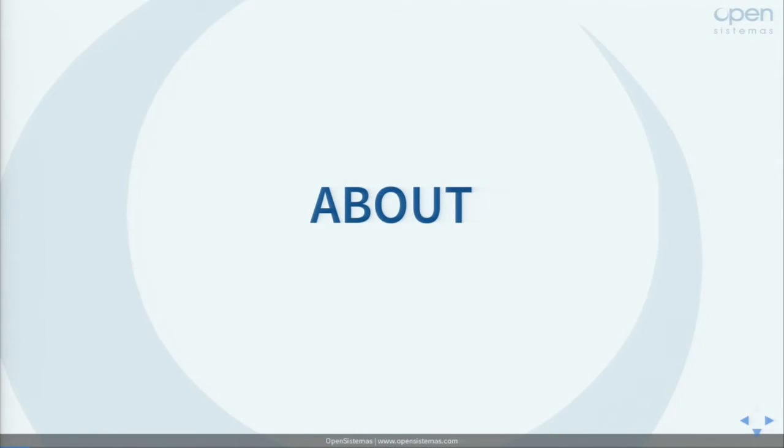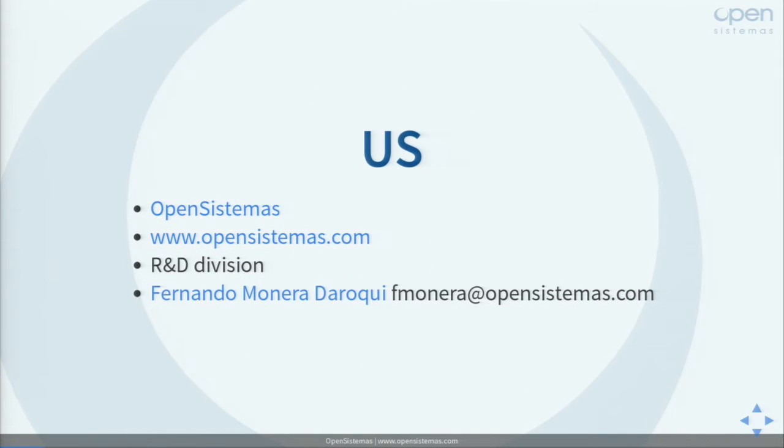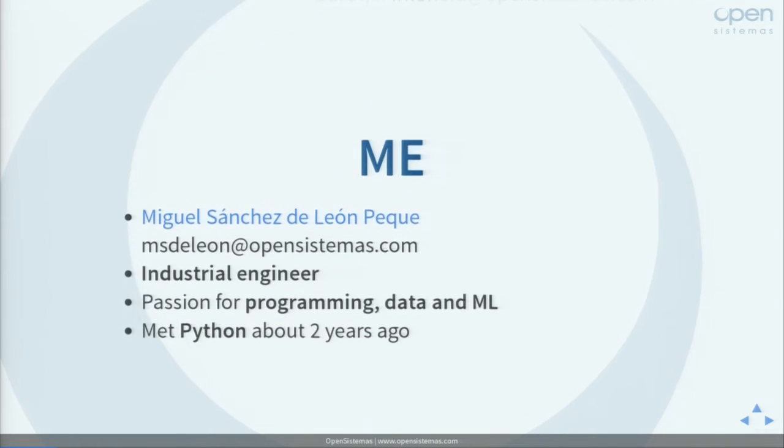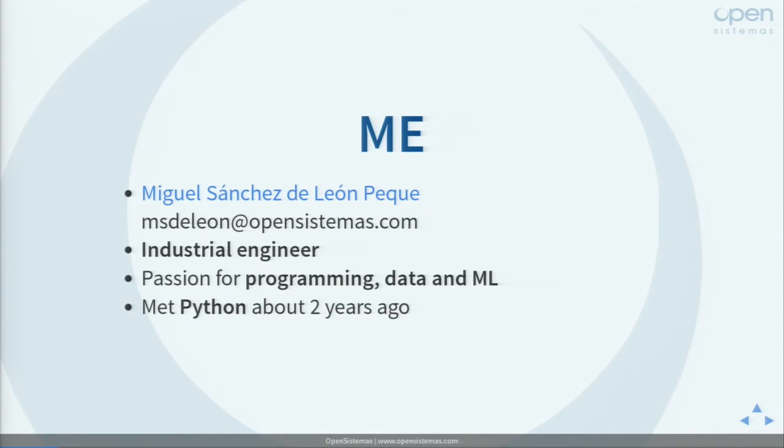First of all, a little bit about us. This project has been developed in OpenSistemas, which is a company based in Madrid, and in particular in the research and development department or division, which is led by Fernando Monera. A little bit about me as well. My name is Miguel Sánchez de León. I'm an industrial engineer with backgrounds in electronics, automatic control, and computer science. And I feel passion for programming, data, statistics, and machine learning. I started programming with Python about 2 years ago, exactly when I started working with OpenSistemas. And since then, I've been gradually falling in love with this programming language.